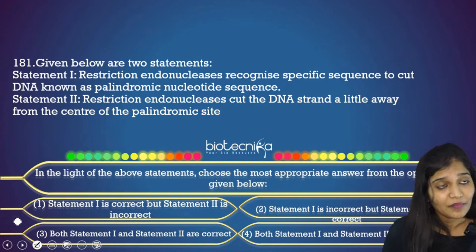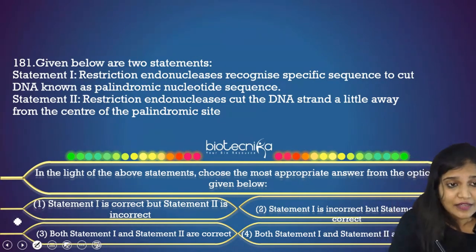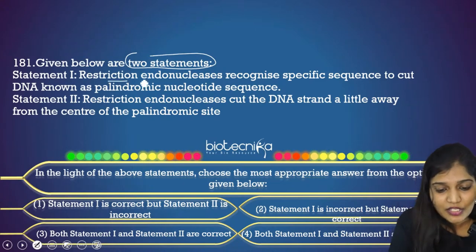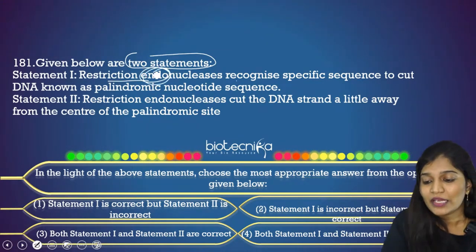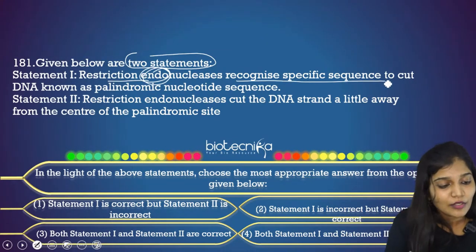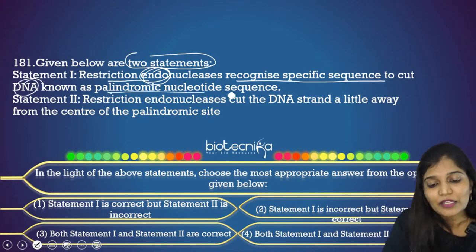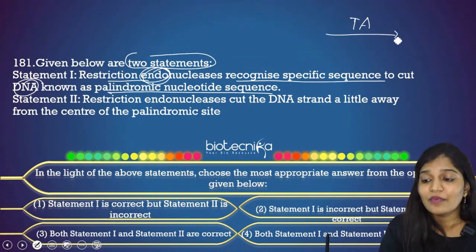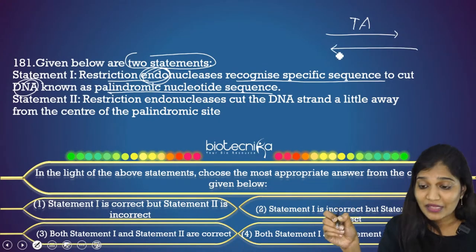Let's see the next question, 181 question. Given below are two statements. The statement one says restriction endonuclease recognize specific sequence to cut a DNA known as palindromic sequence. Yes, we already know what is palindromic sequence. When you read it from this side and when you read it backward, it's going to remain the same.